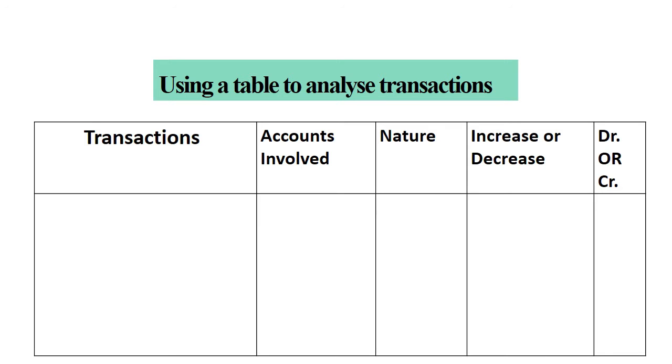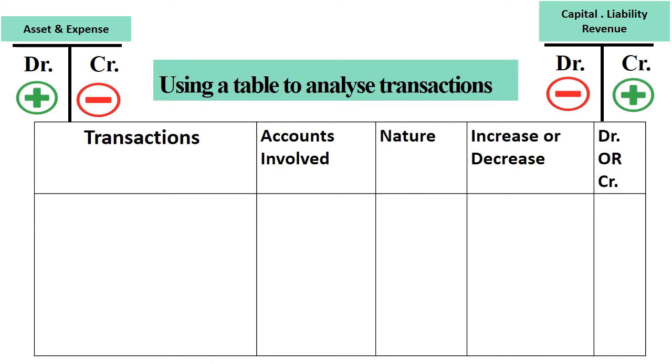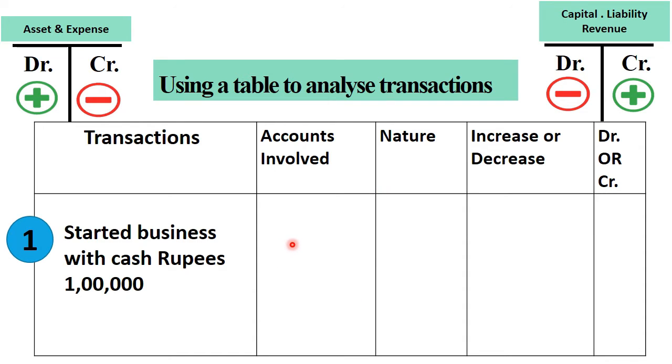So now we are going to make a table to analyze these transactions. If you can see on top left, I have written the rule for assets and expenses, and on the right hand side I have written the rule for capital, liabilities and revenue, and we are going to use these rules for analyzing the transactions. So let us see the transaction first.